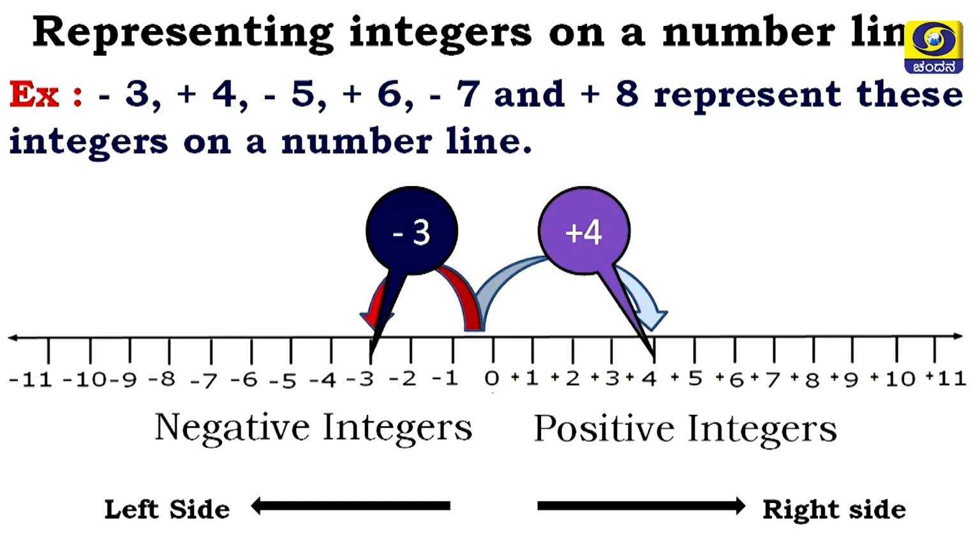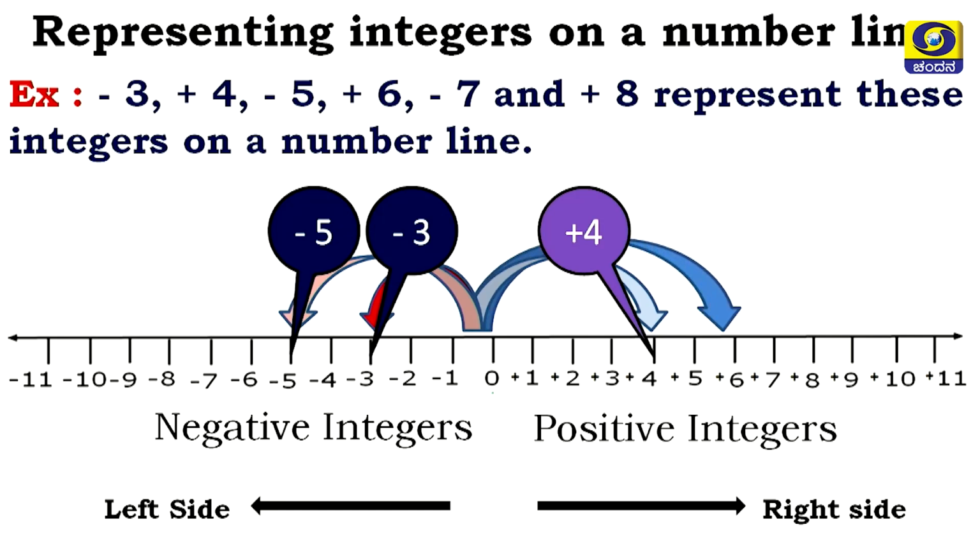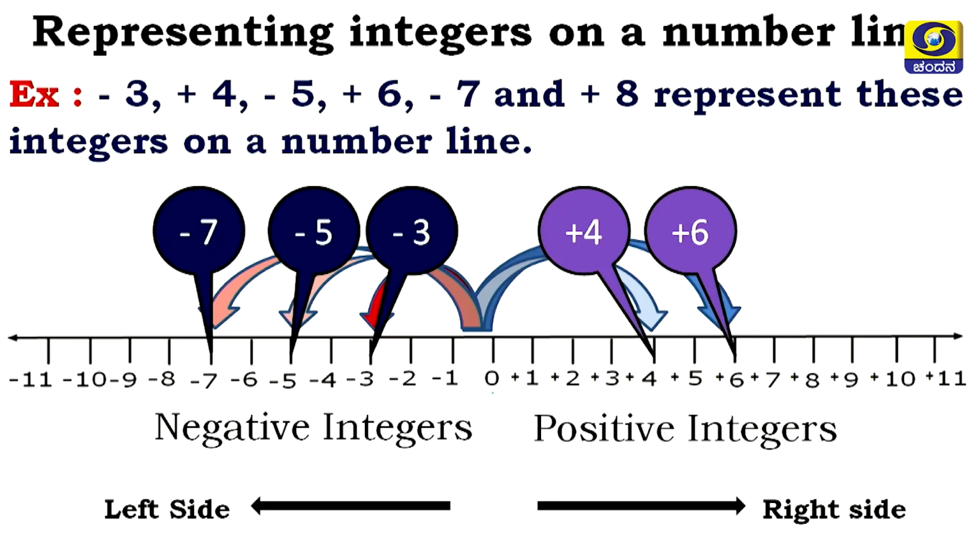Next, -5, where do we go? Left side or right side? Left side, very good. See here, this is -5. Then the next number is +6, where do we move? Yes, right side, that is +6. Then -7 is on the left side, that is -7. Last one is +8, which side? That is the right side, very good. I think you understand representing integers on a number line.